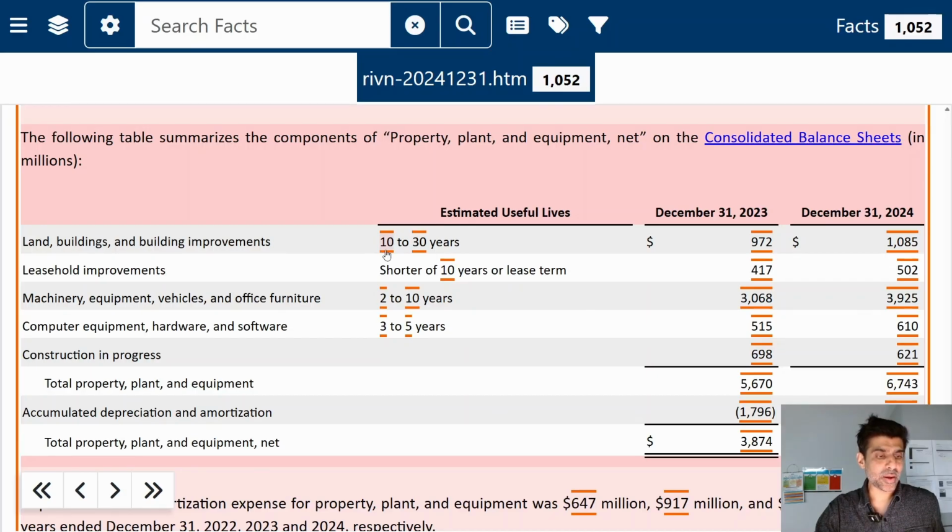So their land, buildings, and improvements, the estimated lives, again, they have many buildings, so they're just giving you a range, because some of them are going to be 10 years, some of them are going to be 20. And again, to see that detail, we'd have to have access to all their accounting books, but it's between 20 and 30 years. The machinery, equipment, vehicles, it's between 2 and 10 years. Some of the machinery maybe goes obsolete or wears out really fast, so they only have a 2-year life. Maybe some of the vehicles that they own, they have a 7-year life. Okay, so it's all going to vary depending on what type of asset it is.